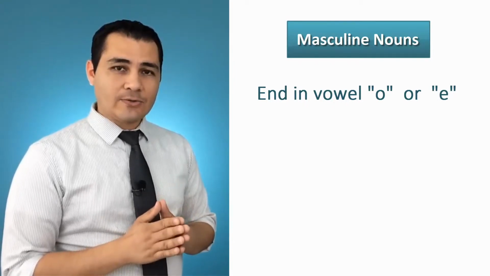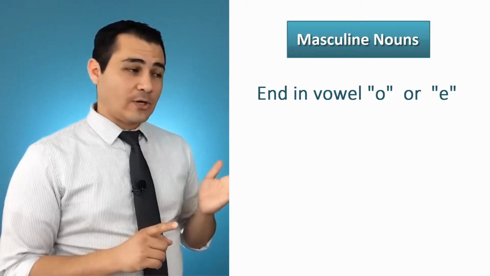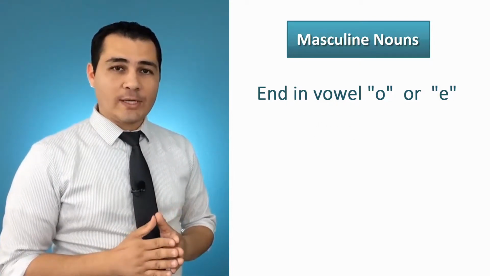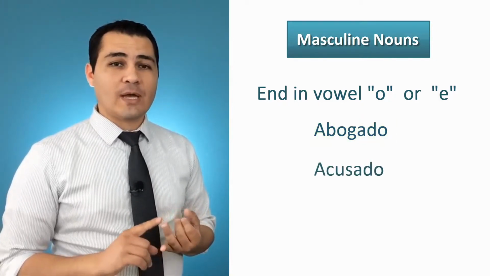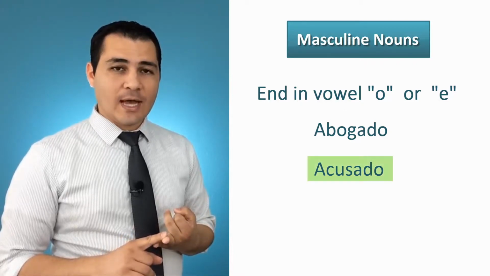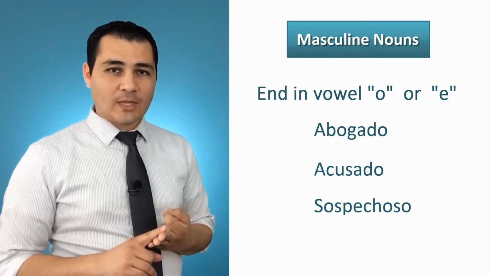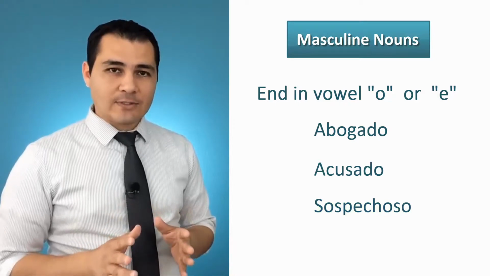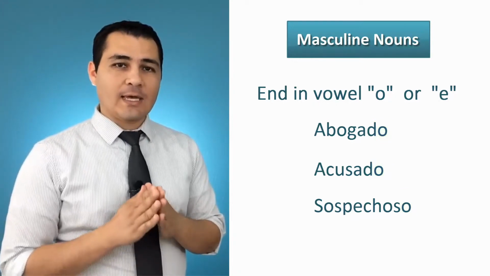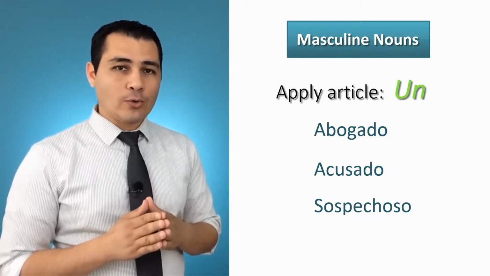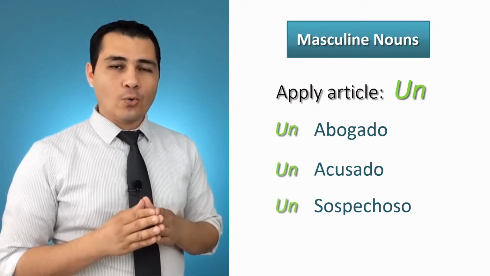Masculine nouns are those that end either in vowel O or in vowel E. Here are some examples. Example number 1, abogado. Example number 2, acusado. And number 3, sospechoso. These three nouns all end in vowel O. That makes them masculine nouns. Therefore, we will apply indefinite article un. Un abogado, un acusado, un sospechoso.